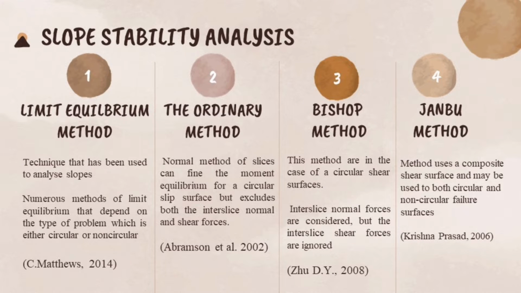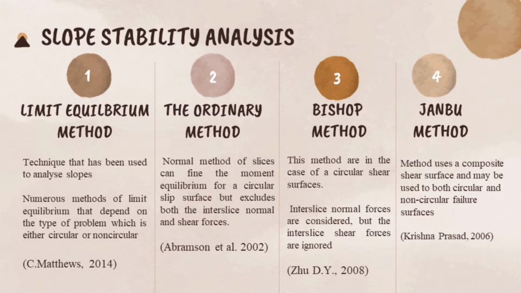So we go to slope stability analysis. There are 4 methods. First is limit equilibrium method. This method is a technique that has been used to analyze slope. There are numerous methods of limit equilibrium that depend on the type of problem, which is either circular or non-circular.